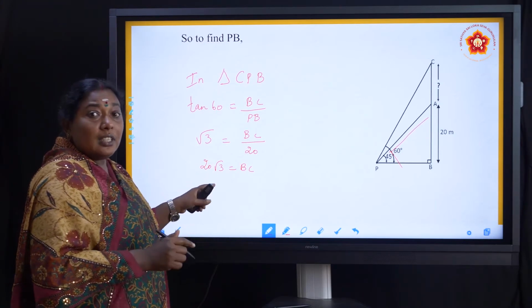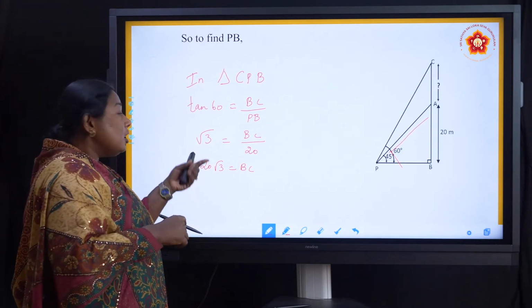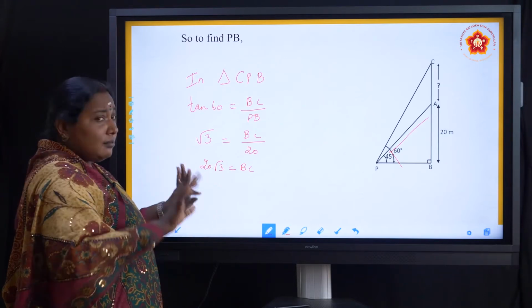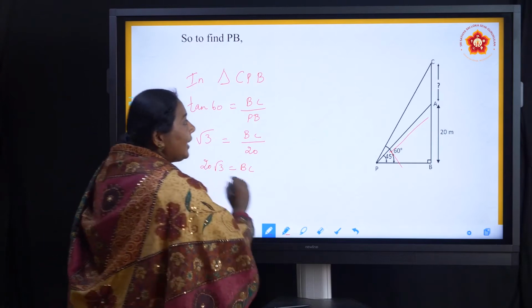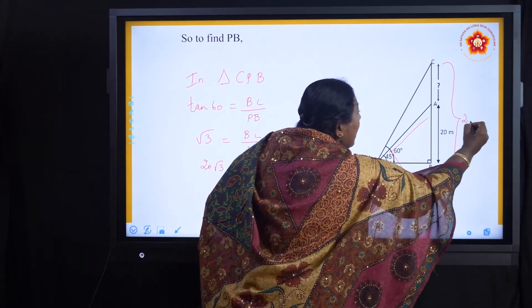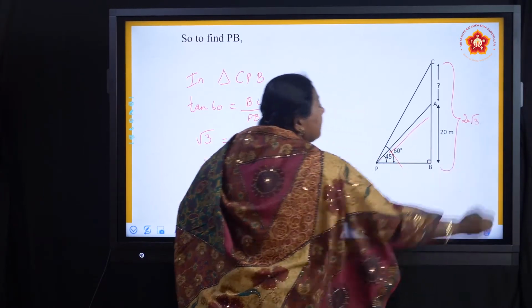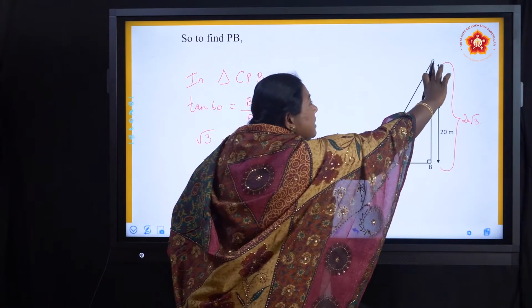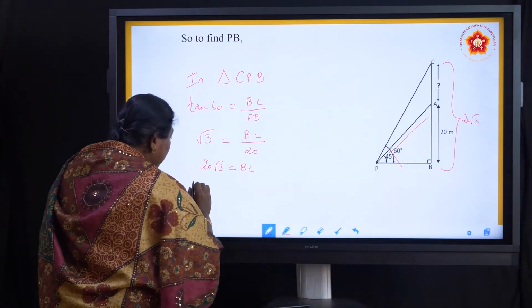Why? Because the root is in the numerator. If it is in the denominator, then only I have to do the rationalization. Here I don't want that. So I got total BC as 20 root 3. Right? Do I want the total? No. I want only this part. So BC is equal to what?